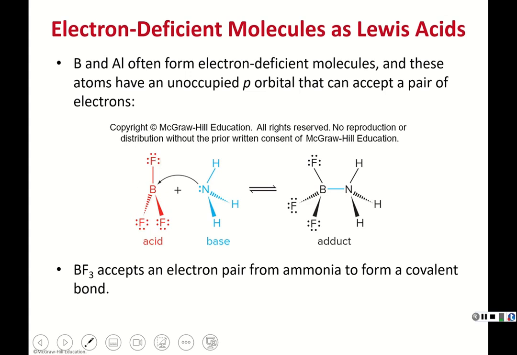So in this example, we have boron trifluoride, and it is going to be accepting this pair of electrons from our Lewis base, ammonia, and forms that adduct, that Lewis adduct, which is the combination of our Lewis acid and Lewis base, forming a covalent bond between the two.